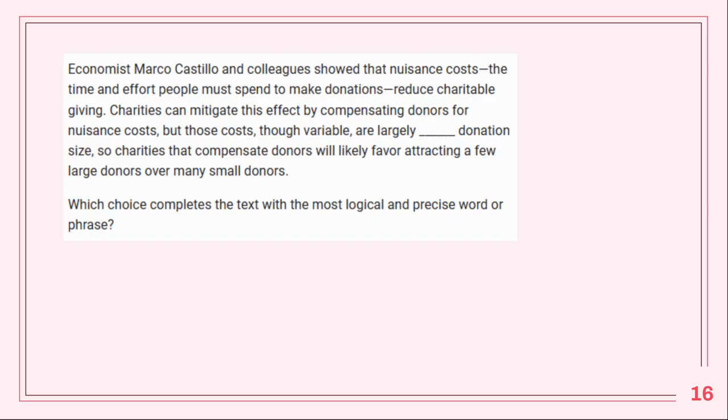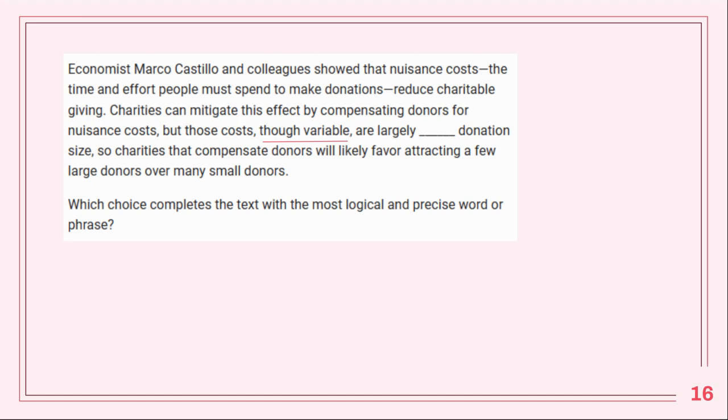And they're saying these costs, though variable, are largely blank of donation size. So when we're saying though variable, we're saying although they're variable, that's making me think they're not that variable. So although they can change a little bit, they probably can't change a lot. So they're more or less in the same ballpark of an amount, right? And so we're saying the donation size can be anything, right? So I'm still thinking that there is no real relationship between the nuisance cost and the donation size. So I can donate $100, I can donate $10. That nuisance cost might change a little, but it's going to be about the same.